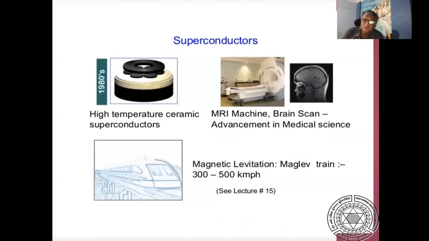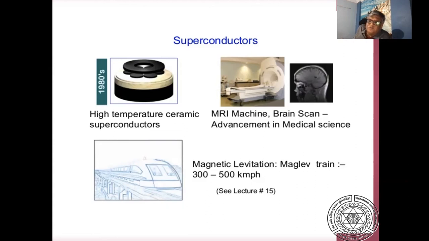Now, people started to think about superconductivity in 1980. Different types of superconductors were prepared: the Meissner effect, type 1 and type 2 superconductors, and different theories were developed with the use of material science. So material science deals with the fabrication of superconductors.